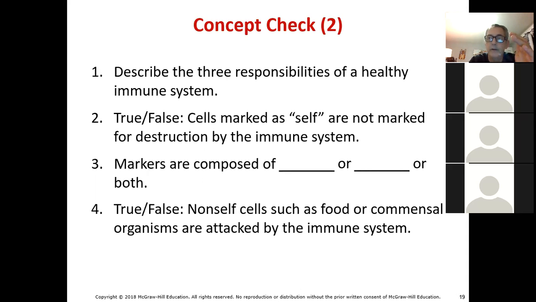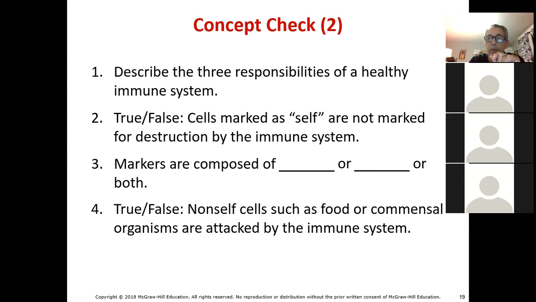If you have a certain blood type, A positive, and they accidentally gave you B, your immune system still recognizes the A positive blood cells. But if you got the wrong blood type, it's going to recognize those as non-self and will attack them. Does that make sense?